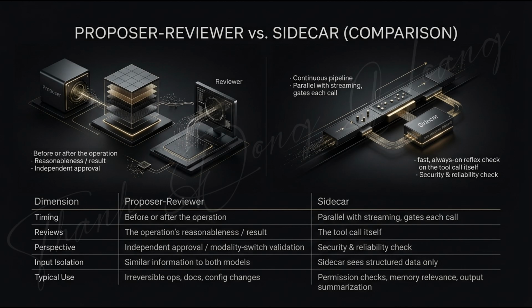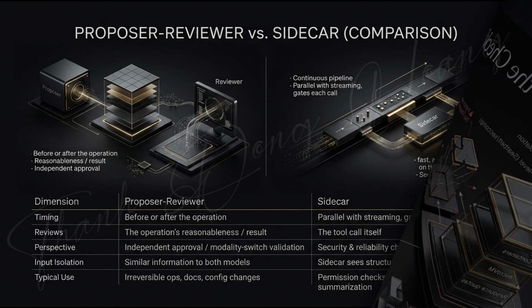Comparison. These 2 review mechanisms complement each other. One reviews the reasonableness of a whole operation or its final result, either before or after it happens, and both models see roughly the same context. The other runs continuously in parallel, reviews each individual tool call for safety, and deliberately isolates itself from the model's reasoning. One is the deliberate, careful check on a decision. The other is the fast, always-on reflex check on each action. Strong systems use both, for different classes of risk.